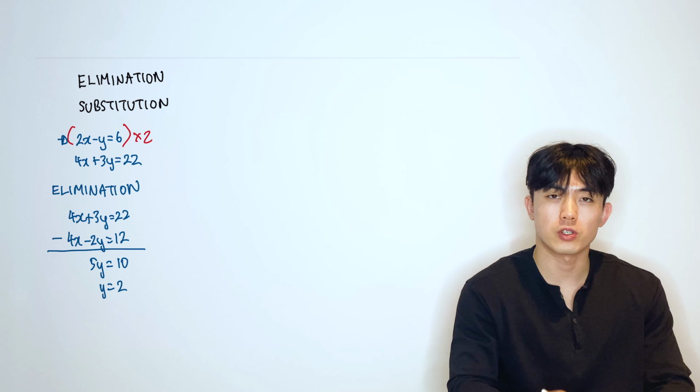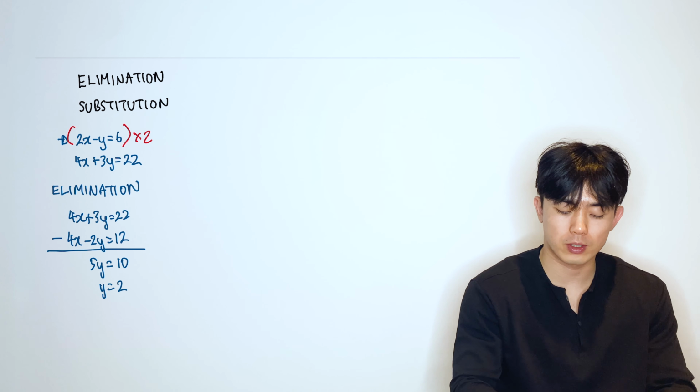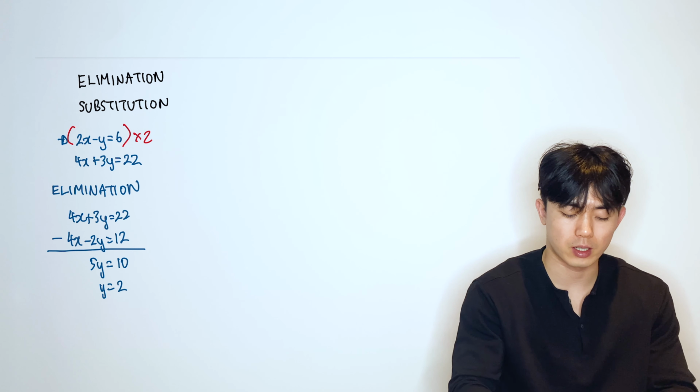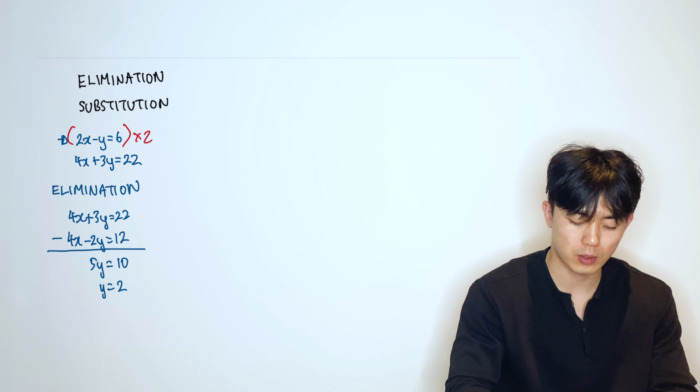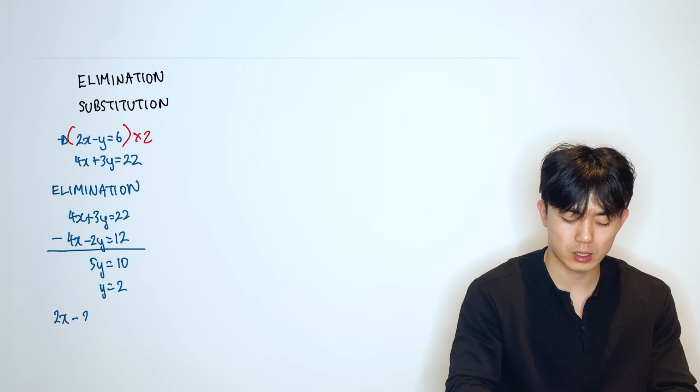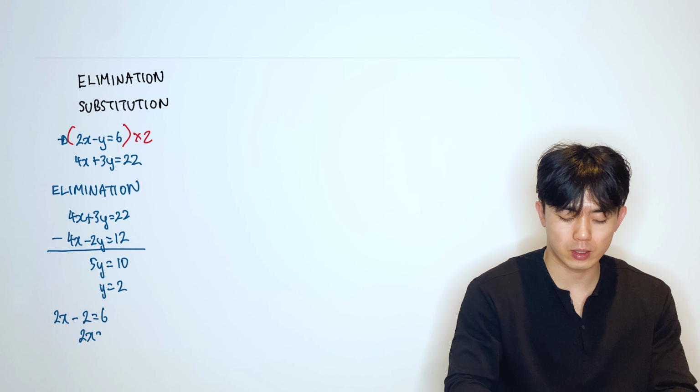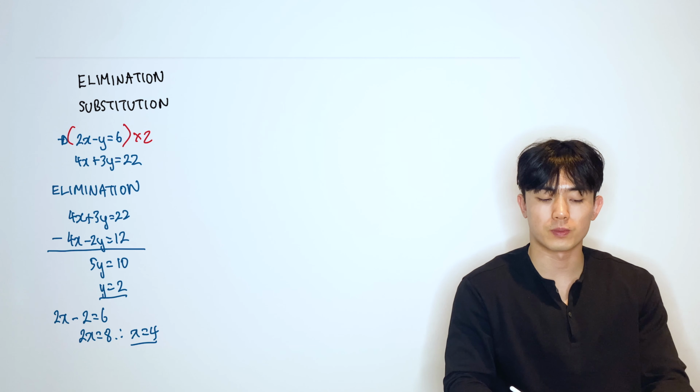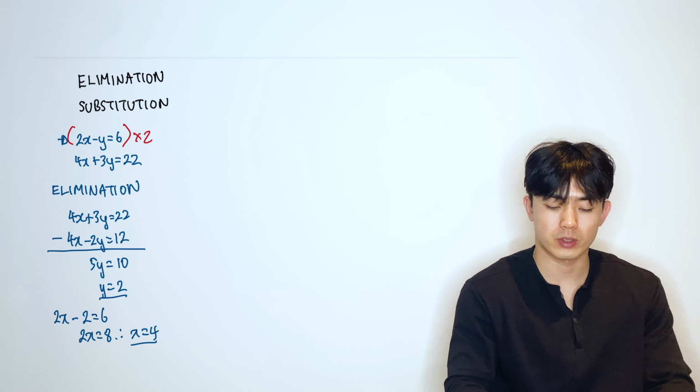I can now substitute y is 2 back into either equation to find my x. So I'm going to substitute it into the top one, so we have 2x minus 2 is 6, 2x is 8, so therefore x is equal to 4. So we have y is 2 and x is 4. So that is the elimination method.